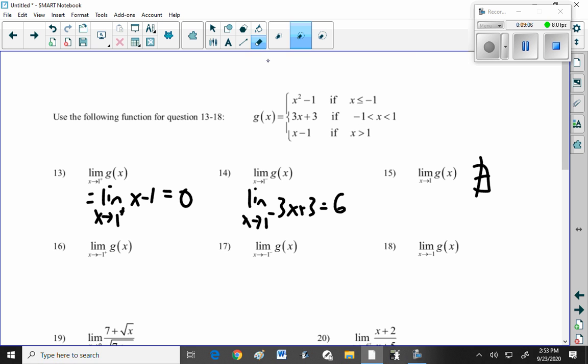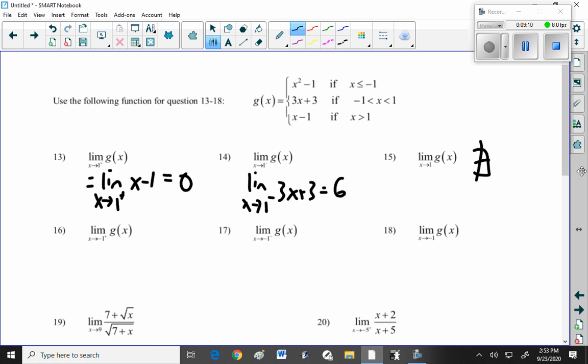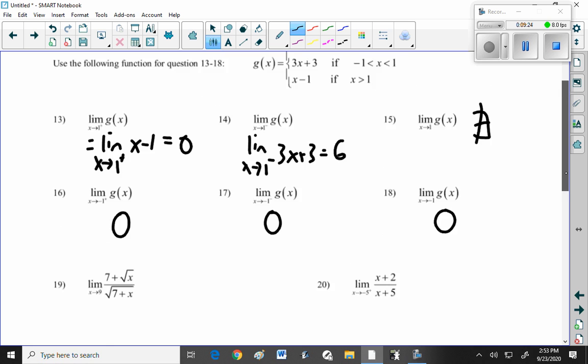Now I can do the same exact analysis for negative 1. I'll just give the answers. If I approach negative 1 from the right, I'm using the middle function, so that's 0. If I approach negative 1 from the left, I'm using the top function, that's 0. Since the left and right-hand limits are the same, the limit in general is 0.